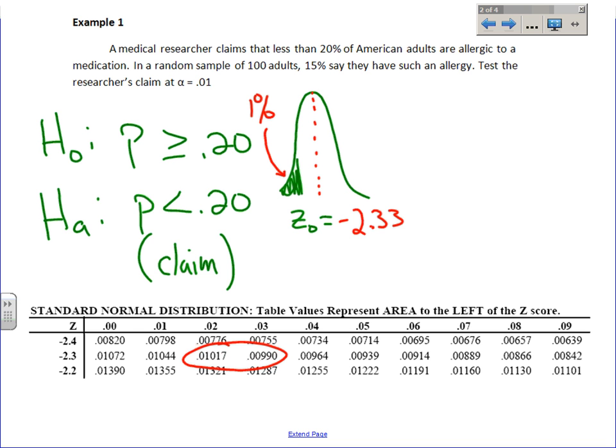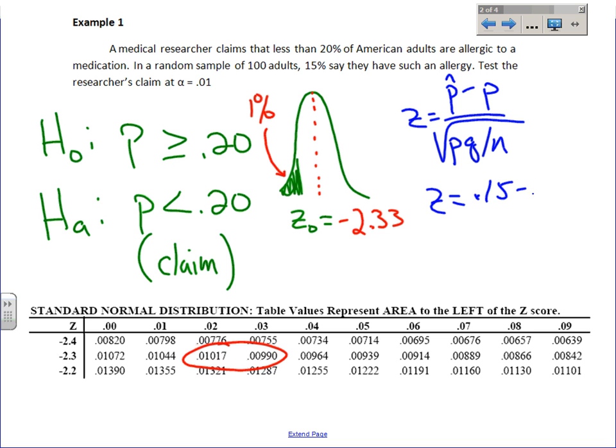Yeah, now we got to go, well, what is z for this particular one? And so z is equal to p hat minus p over the square root of p q over n, right? So in other words, in this one, what is p hat? 0.15, very good. That's what they found in a sample somewhere. Minus 0.2 over the square root of 0.2 times 0.8, right, because that's what q would be, all divided by 100. So let's go ahead and figure that out, however you're going to do that.